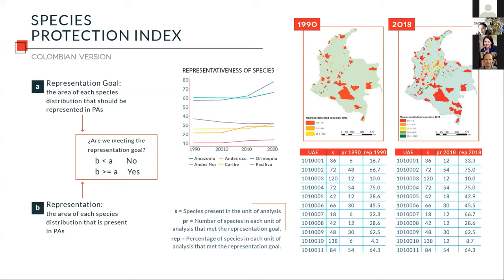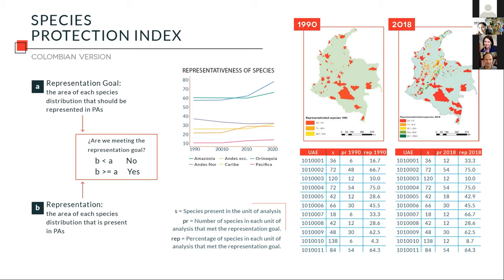Then you can map that percentage, or color the protected areas with the representation index for the area of analysis where this has been run. And you can see, for example, here the difference between the analysis in 1990 and in 2018. And so you can see how, for example, in the Andes region, there is a lot of coloring starting to make up in 2018, a lot of greens and yellows are coming because the system is adapting to get a better representation of the species.